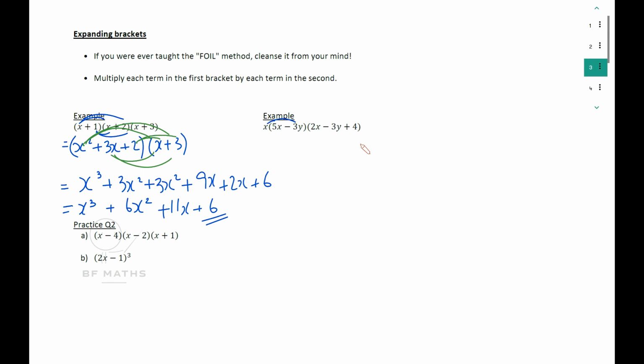Do the same for that one. We expand the bracket here first. X times 5x is 5x squared minus 3xy. Put a bracket around it, and then we copy the last term out. Since we haven't done anything about that, now we can expand the bracket.